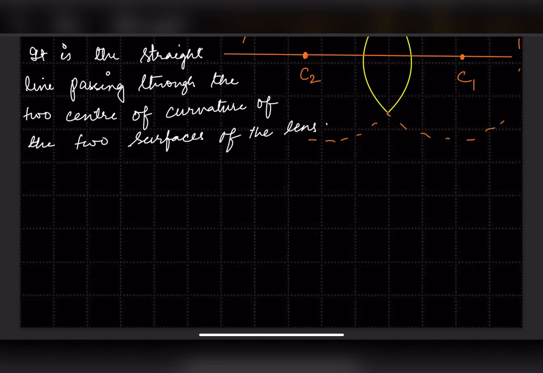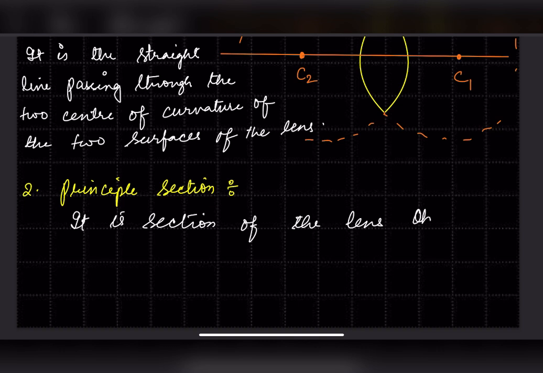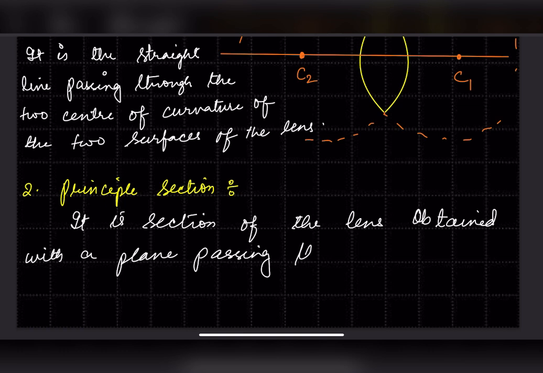Second is principal section. What is this? It is the section of the lens obtained with a plane passing through the principal axis. So what is this? We have discussed our principal axis.